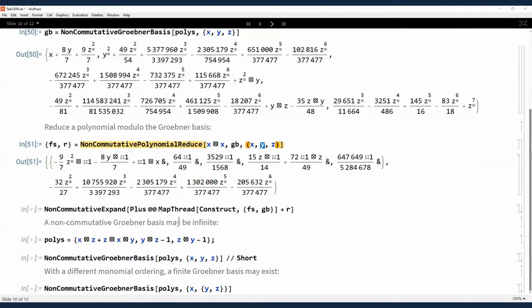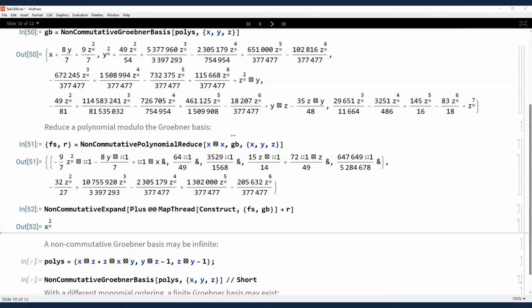And here's how we get the original polynomial. We apply the linear functions to the Grobner basis elements. We add the remainder. And indeed, we got the original polynomial, x times x.